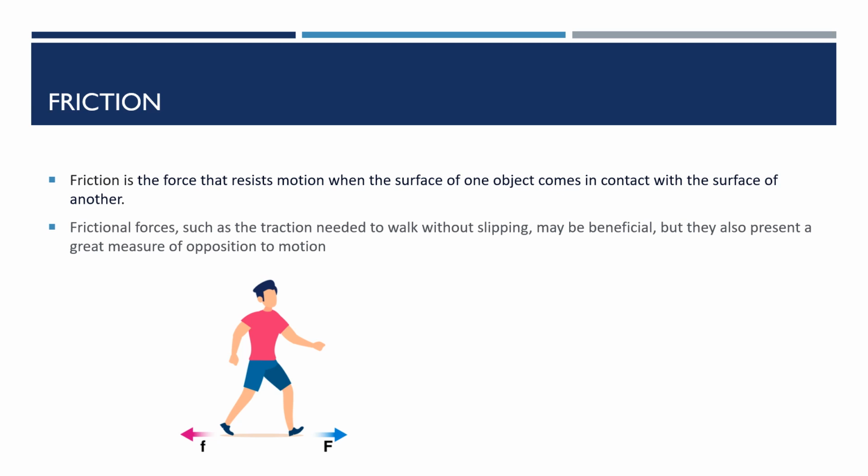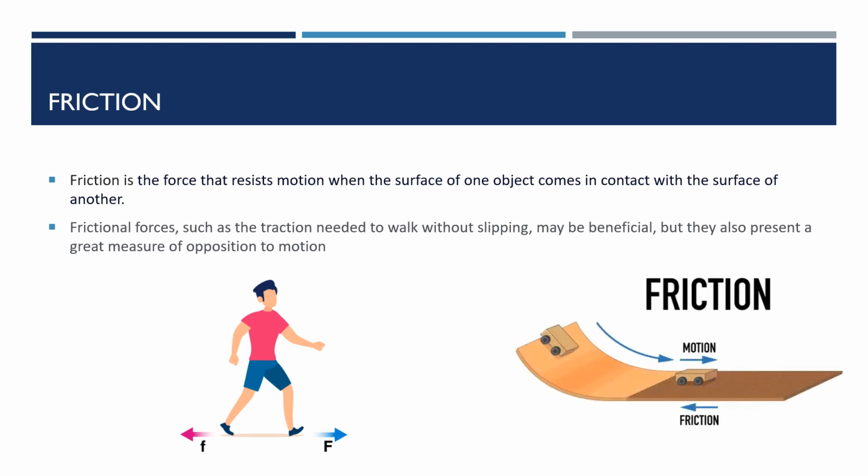Now an example of frictional forces can be the traction needed to walk without slipping. That means there should be a rough surface to walk, which may be beneficial. But they also represent a great measure of opposition to motion. Now we know we should apply more force on a more rough surface and less force on a less rough surface. Now the best example of that can be the friction here.